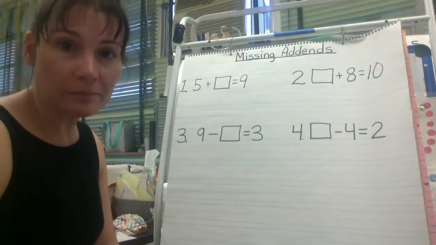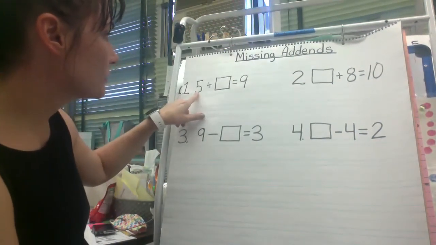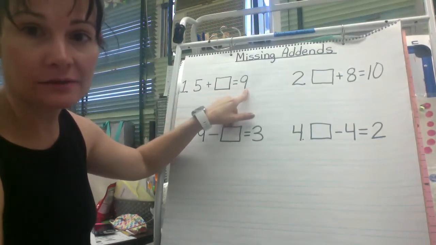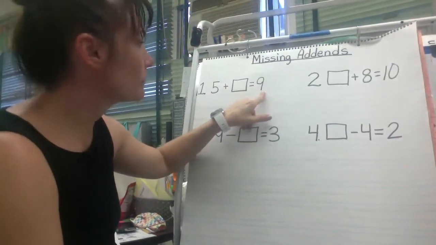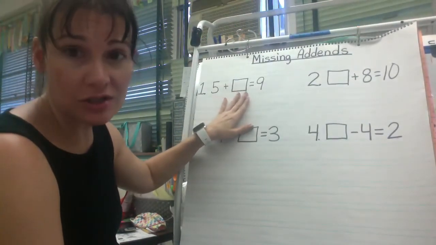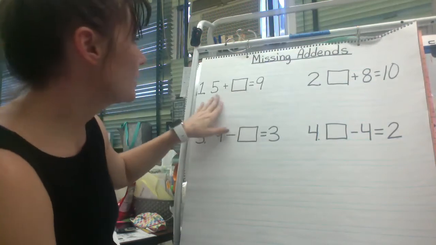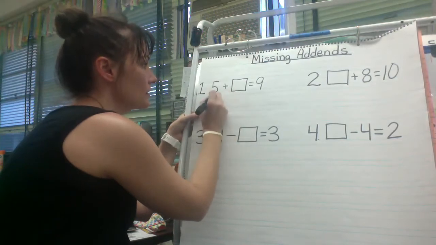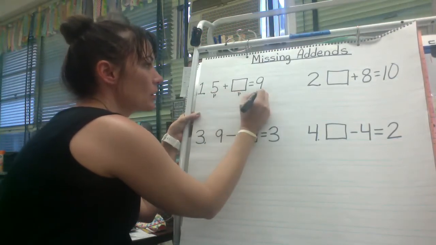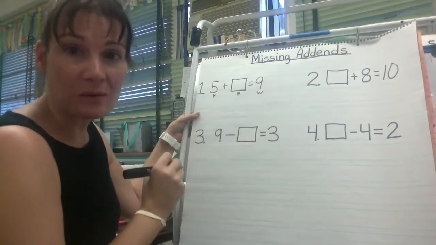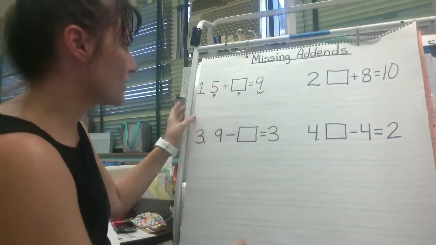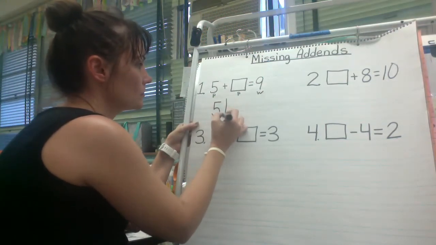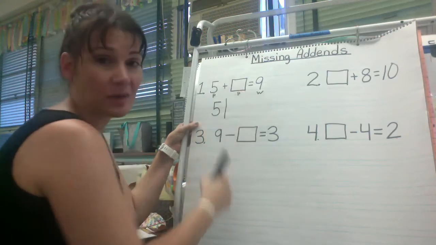My first problem is 5 plus something equals 9. So let's think about this problem. There are several different strategies that I could use to solve this problem. I know that I have 5 plus something. So I know that's a part, and that's my whole. So if I have 5 plus something is going to give me 9.